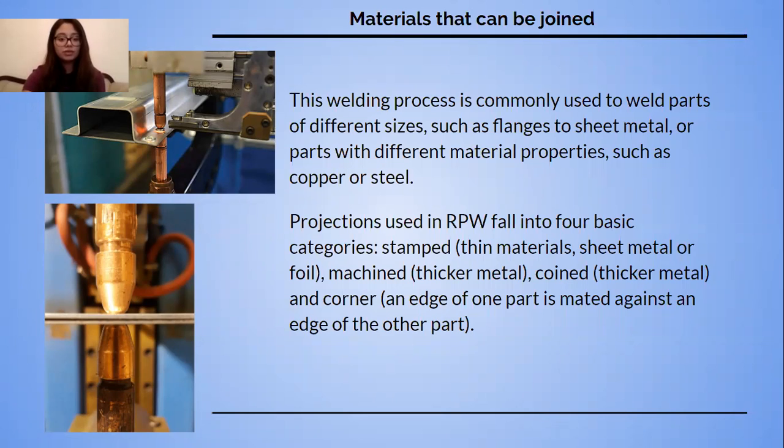Projections used in PW fall into 4 basic categories: stamped, which includes thin materials, sheet metal or foil; machine, usually used in thicker metal; coined, also in thicker metal; and corner, where an edge of one of the parts is made against the edge of the other part.